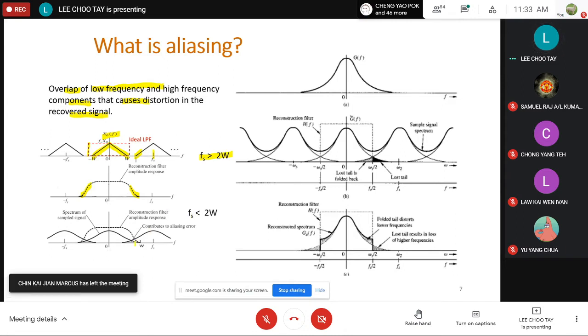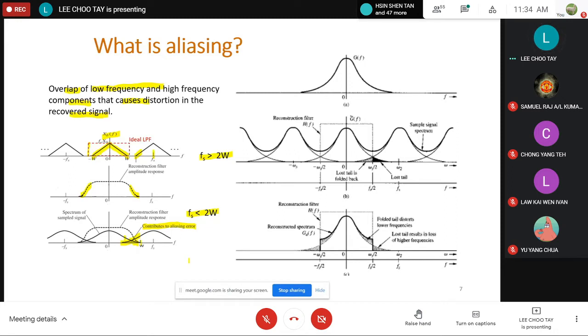The third graph on the left hand side shows you the example where your sampling frequency is less than 2 times the bandwidth of the baseband signal. If you sample at less than 2 times the highest frequency in your baseband signal, you see that the spectrum of your sampled signal will overlap. This is the overlapping here. So this overlapping is the one that contributes to aliasing error.